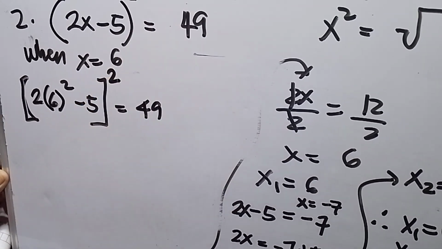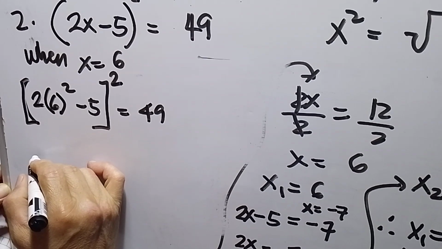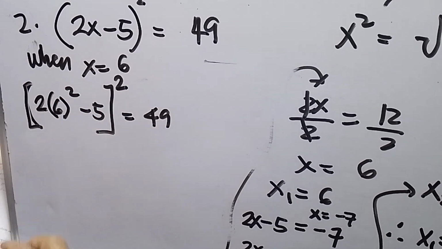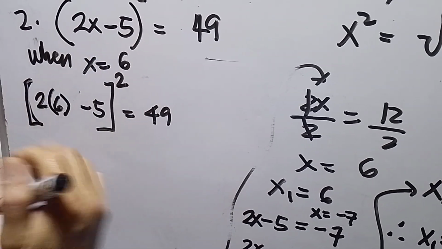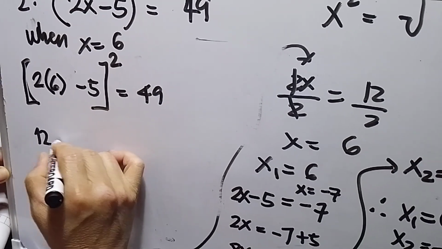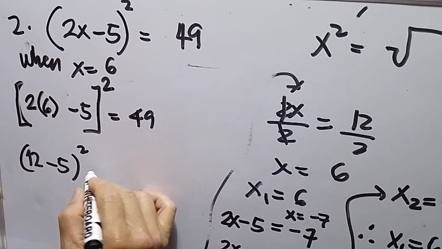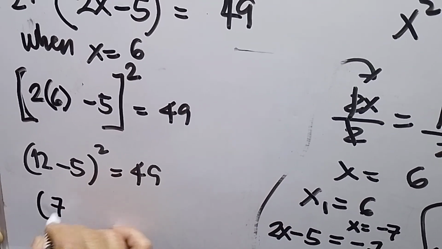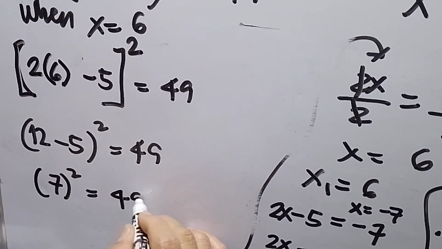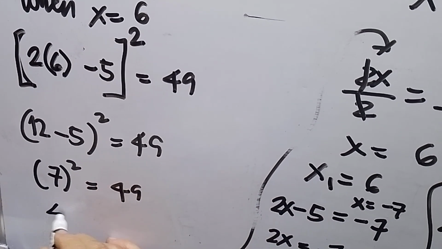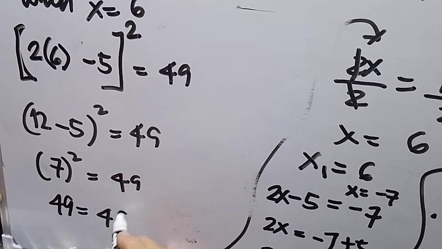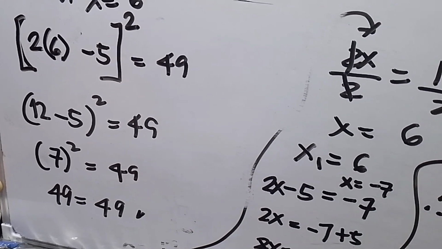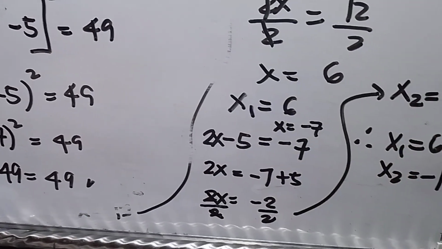This is squared outside. So why is it squared? So this is not squared. So this will be 12 minus 5 squared equals 49. So 12 minus 5 is 7, so 7 squared is 49, and this will be equal to 49. So meaning this is correct. So my x1, x equals 6, is correct.